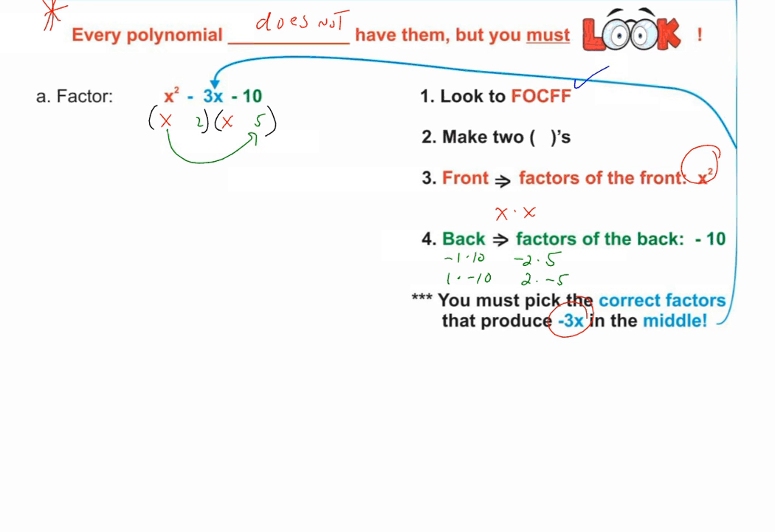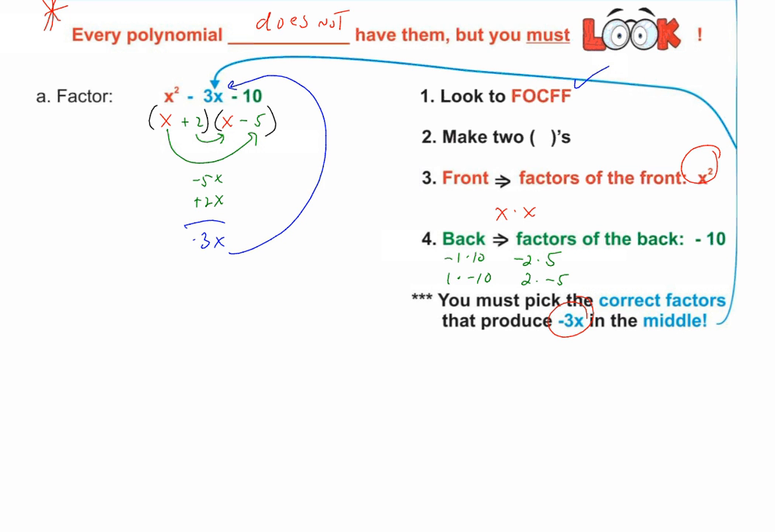And now I'm saying, whoa, negative 3x. The 3 in the middle is negative. Therefore, I better have more negatives than positives, right? So I better make it negative 5 on the outers for a negative 5x. And therefore, the positive 2 on the inners for the positive 2x gives me that negative 3x in the middle. And therefore, that's the correct factoring.